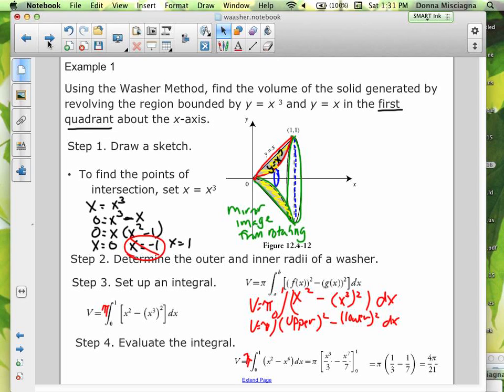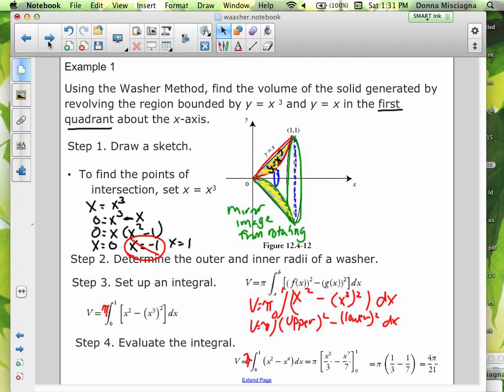The inner radius is x cubed, because x squared is the inner function, and we square it because we're finding the area of a circle. So it's upper function squared minus lower function squared. And then all you have to do now is square, integrate, and evaluate.